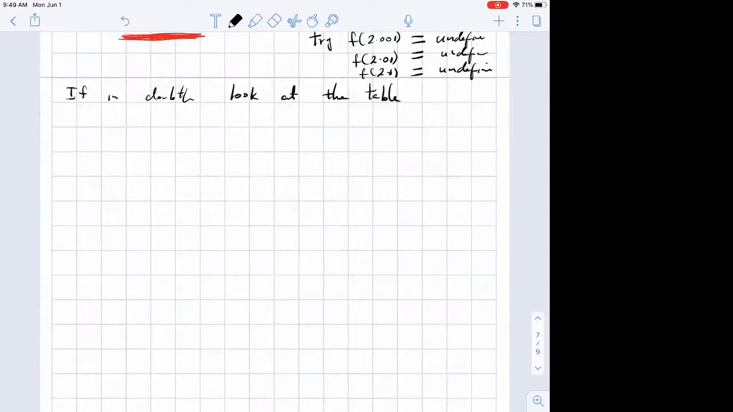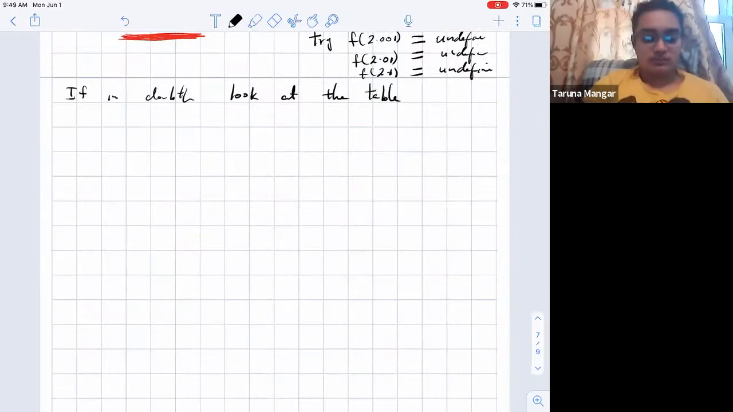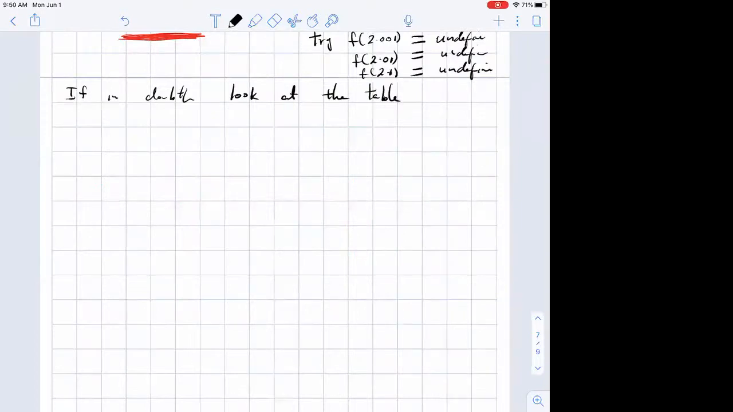So you guys want to try one? Sure. Let's try an example: the limit as x approaches 3 from the plus side of 2 over x plus 3. So try that one for me.